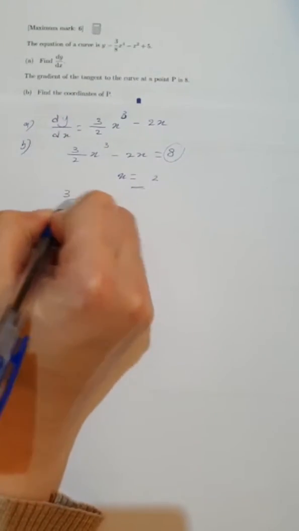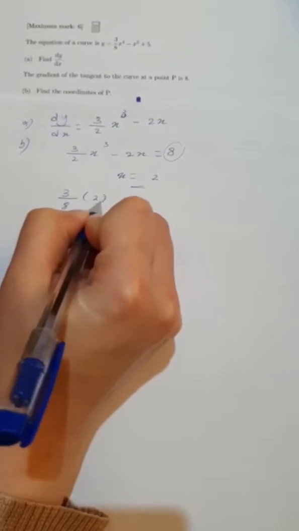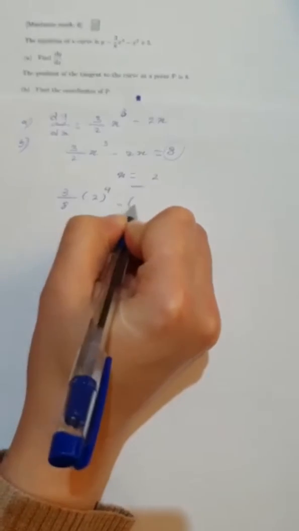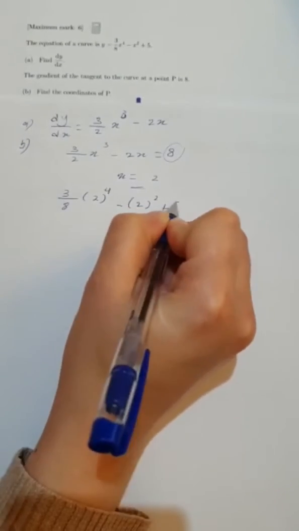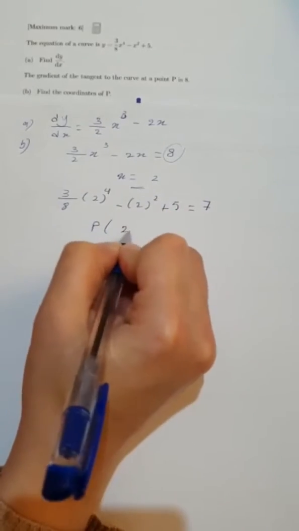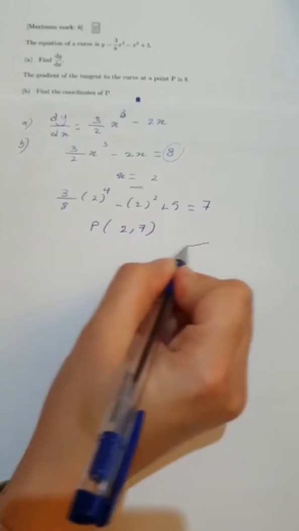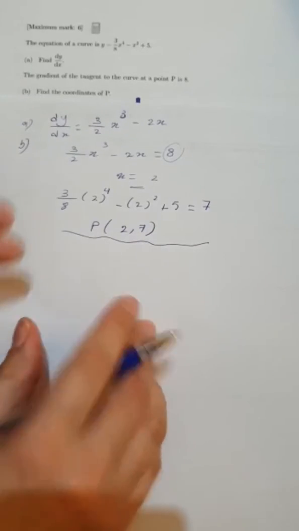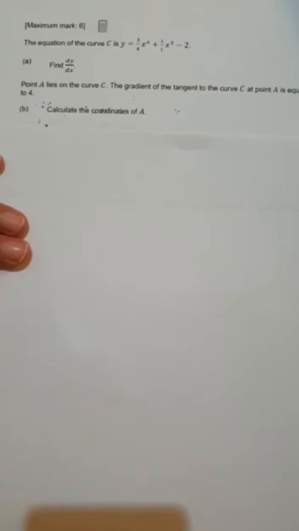When I replace it, I'm going to get 3 over 8 multiplied by 2 to the power of 4 minus 2 to the power of 2 plus 5, which is equal to 7. So in this case, the point that I got is (2, 7). This is for the first question. This is the second question.